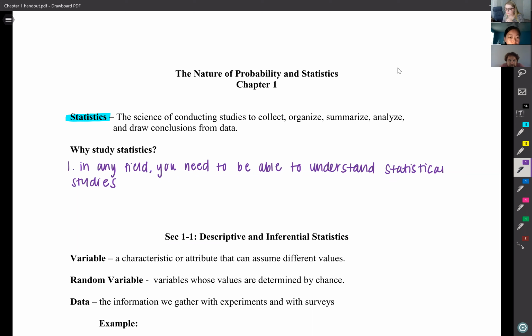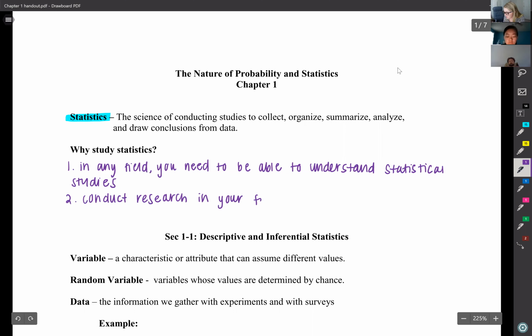The second reason why we study statistics is to conduct research in your field. And that just means design experiments, collect and organize the data and make predictions. Most of you will go into a field where at some point you will have to conduct research. And it is really good to know how to collect data, how to make sure your data is unbiased, draw conclusions with it, and that doesn't matter what line of work you go into. So it's kind of nice because statistics can be applied to really anything.